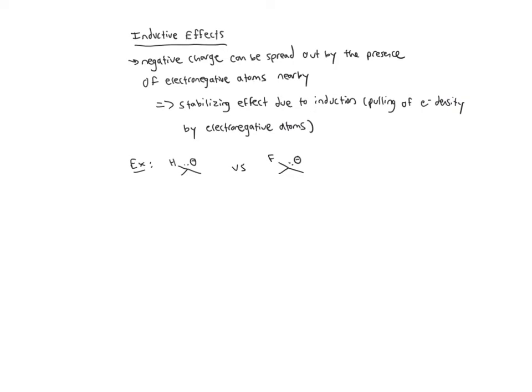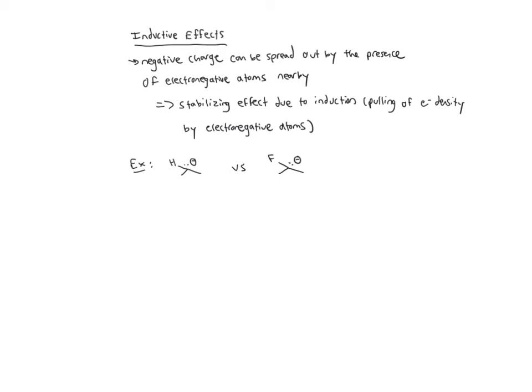The last fundamental way that we're going to see we can stabilize a negative charge is through inductive effects. In other words, through induction. Induction occurs when we have an electronegative atom, or more than one, nearby that negative charge. What induction is, and how it's different than something like resonance, is that we are actually spreading that charge throughout the sigma bonds in the molecule. So we're really pulling the charge towards that electronegative atom.